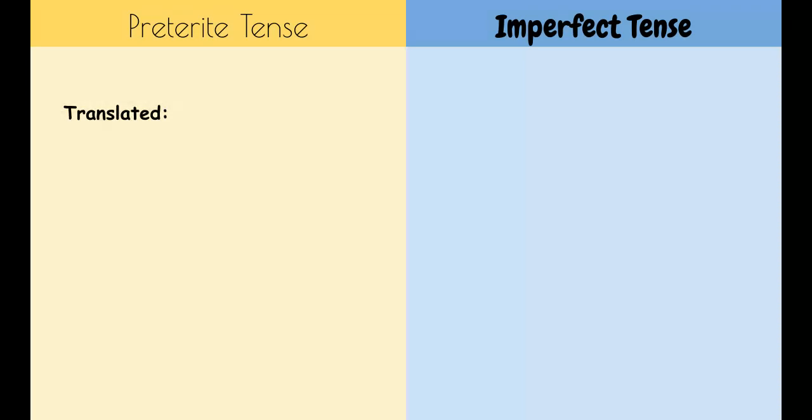So a good way to approach this from the get-go is to look at how they're translated. So preterite tense, you're pretty much always going to translate by just using the simple past tense, which in English often means that your verb is ending in the letters ed. So if you take a verb conjugated in the preterite tense, like yo caminé, which means I walked, that's pretty much the best way you can translate this. And that I think will help you with understanding when to use it.